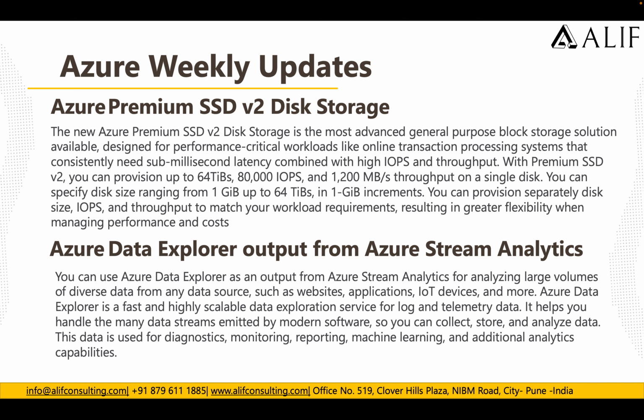The next update is very important in terms of storage. We now have Premium SSD v2. As we know, Premium SSD v1 also gives a lot of enhanced and better performance compared to standard disk. But now we have v2. With v2 we get more IOPS and more throughput. V2 can give us almost 80,000 IOPS and up to 1,200 MB/s of throughput on a single disk, and a single disk can go up to 64 TB in size.